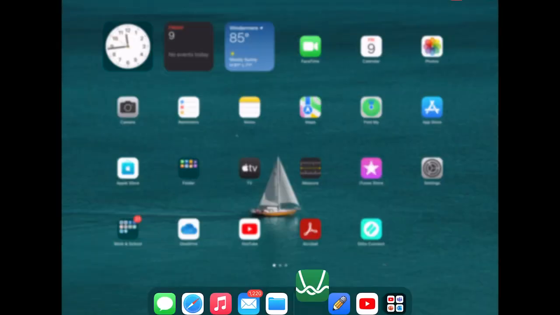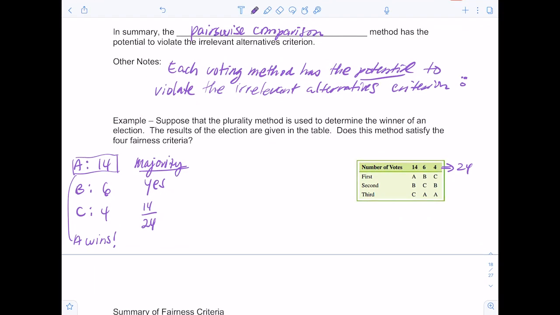It's 58%, so that is a majority. So yes, because we got 58%, so more than half.